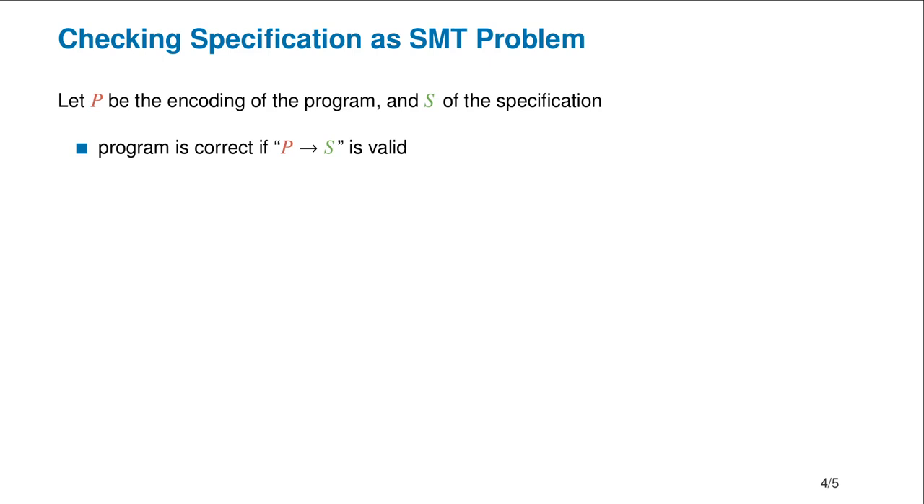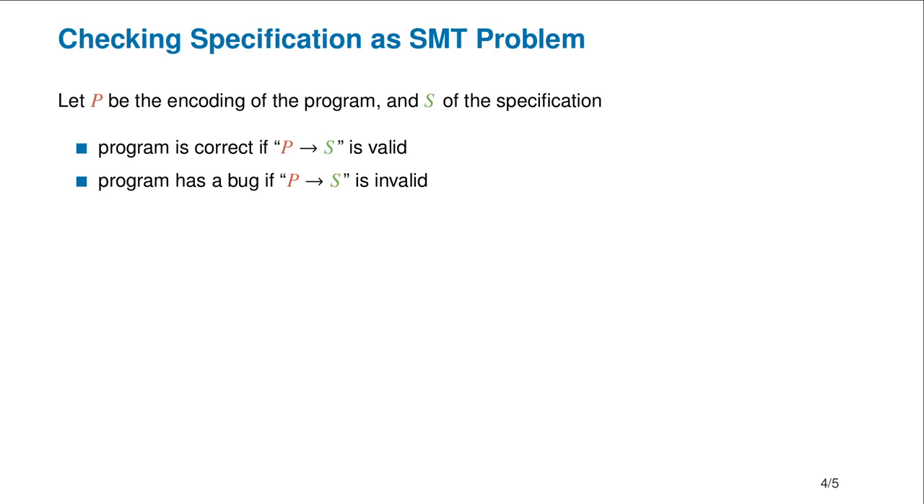And here we use a trick which we have already seen before. We have P, the encoding of the program, S, the specification, and the program is correct if this P implies S implication is valid. So whenever the program formula is true and there is a solution to it, then also the specification has to hold and has to have a solution.